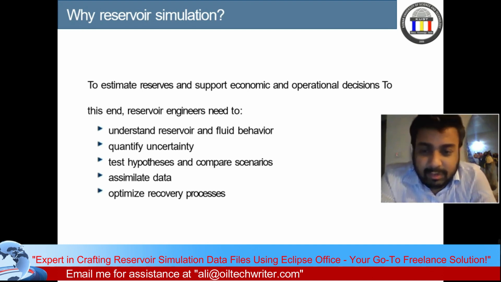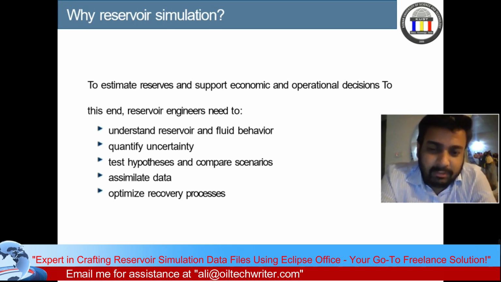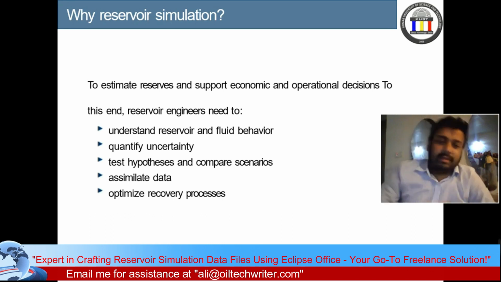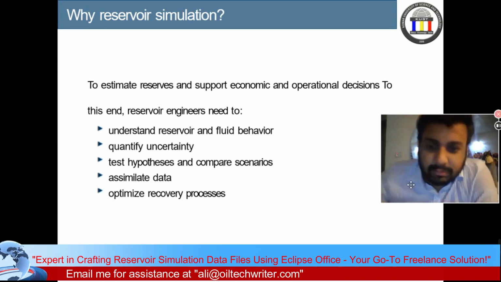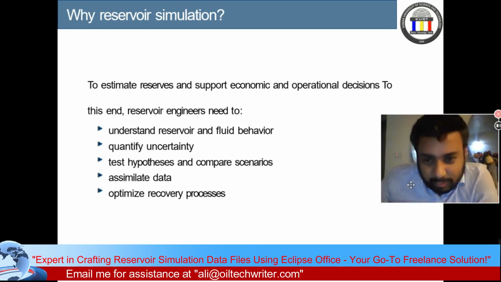So the field is around 5 kilometers. It's a big field. How many wells should we put in it? 6 wells, 10 wells, 20 wells, 30 wells, 50 wells, 100 wells, and so on. I mean, how many exactly? So what we do, we do the scenarios. We have our reservoir model.